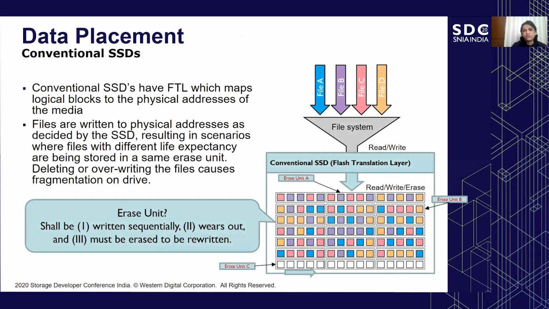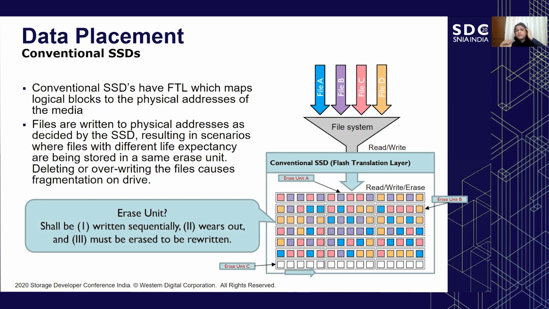So yeah, this is what I was talking about, the device garbage collection. These conventional SSDs have an FTL, flash translation layer, which maps logical blocks to physical addresses of the media. Files are written to physical addresses as decided by the SSD. So the SSD is making the data placement, resulting in scenarios where files with different life expectancy are being stored in the same erase unit. Deleting or overwriting the file causes fragmentation on the drive.